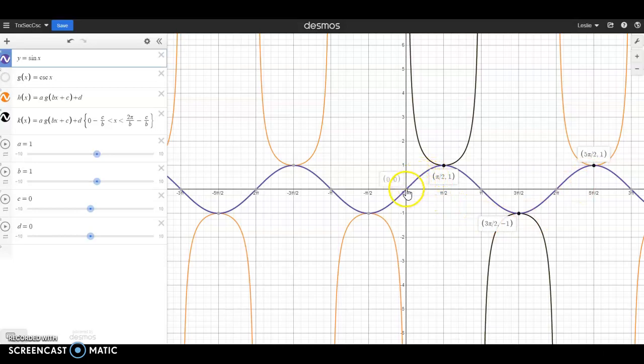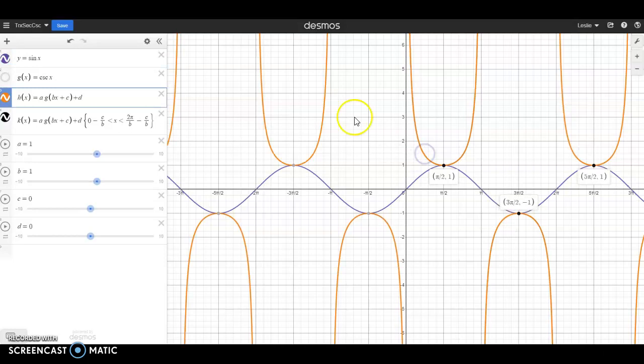Sine of pi over 4 is the square root of 2 over 2. So the cosecant of pi over 4 is 2 over the square root of 2, which would be that value there. So this is where the cosecant graph comes from. Let's go ahead and hide the sine graph.